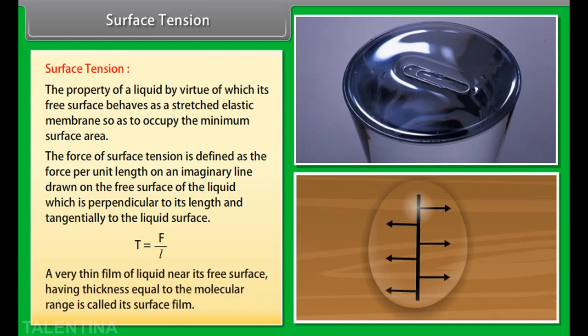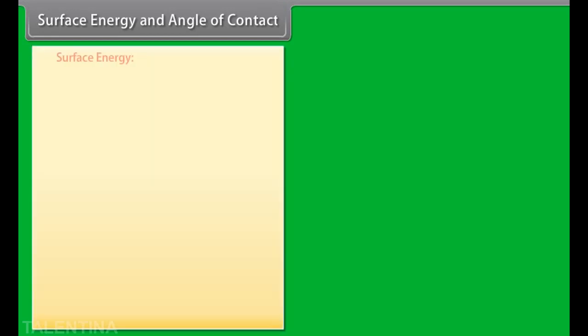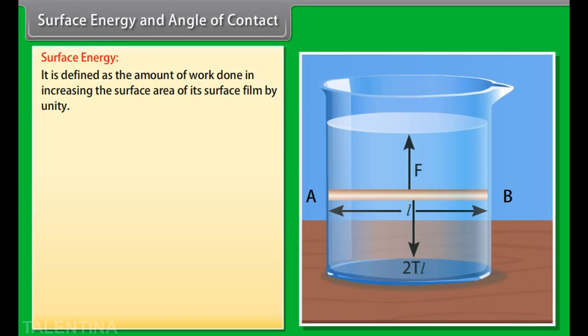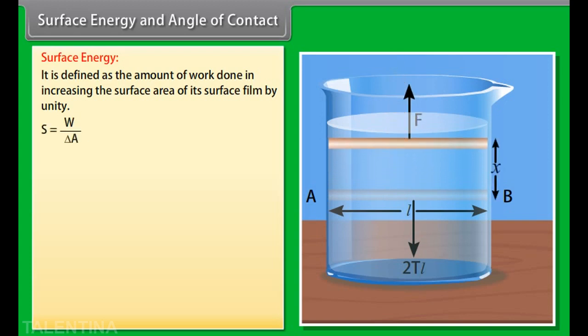A very thin film of liquid near its free surface, having thickness equal to the molecular range, is called its surface film. Surface energy and angle of contact. Surface energy is defined as the amount of work done in increasing the surface area of its surface film by unity. Surface energy is equal to work done divided by increase in area. Its SI unit is joule per meter square.